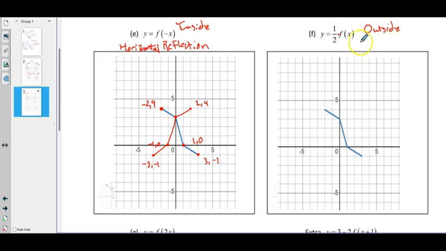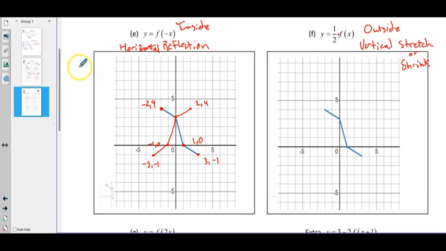Since it is outside, this means that we have a vertical movement. Vertical to us, it's not being added, it's not being subtracted, so it's not moving up, it's not moving down. However, this is going to be a vertical. Whenever you multiply a number, it's a vertical stretch or shrink. You might also hear this as a dilation. So vertical stretch or shrink.